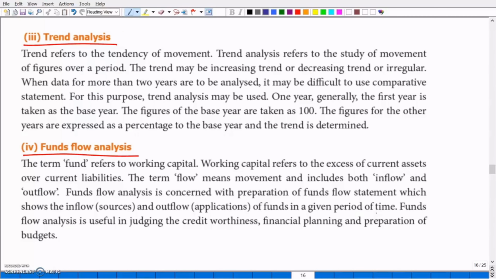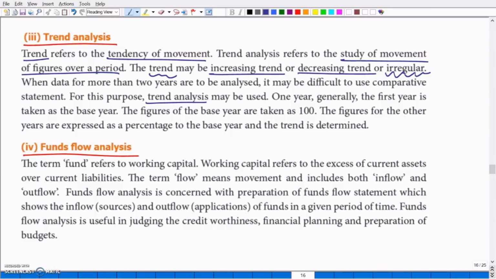Next comes trend analysis. When we say trend, it means tendency of movement. So when we say trend analysis, we mean that we are studying the movement of figures over a period, and this trend can be an increasing trend or a decreasing trend, or it can even be an irregular one. Whenever we use data for more than 2 years, using the comparative statement becomes difficult. So in those cases, trend analysis can be used.